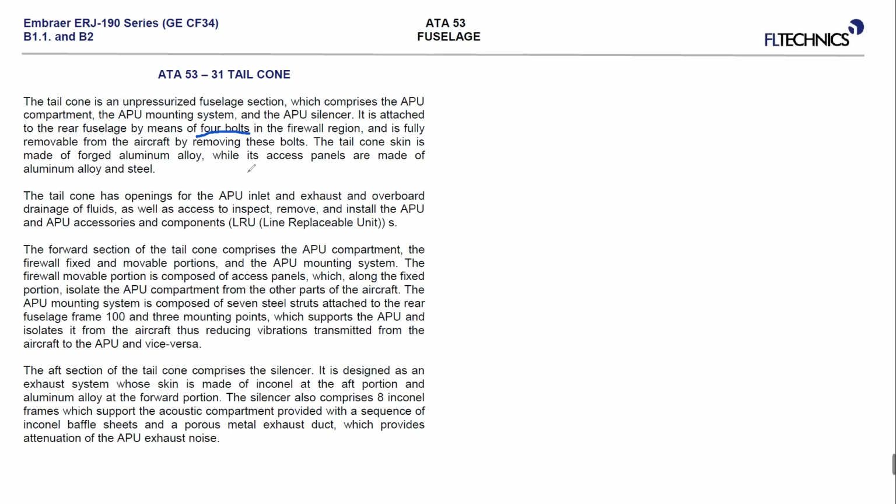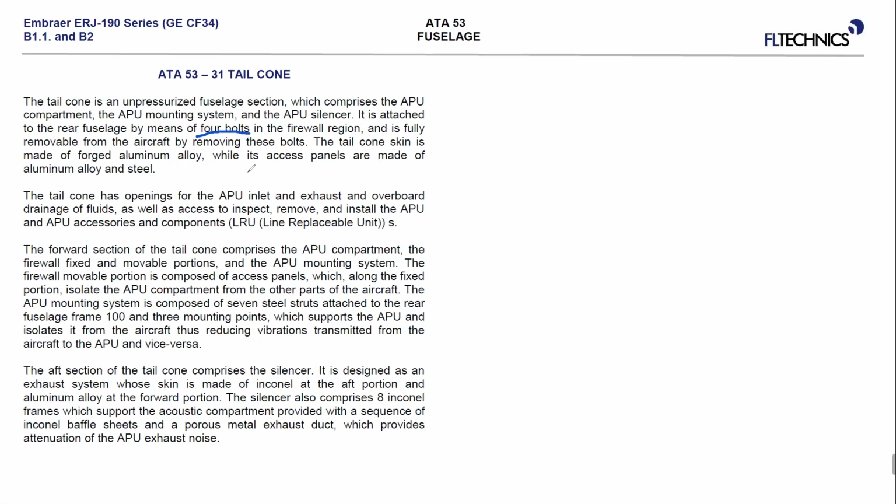And you know that the APU is a line replaceable unit. You can just remove the APU if it's necessary to replace it or for some inspections. We have the forward section of this tail cone with firewall fixed and movable portions. You know that the APU is a fireproof compartment. In case of fire in the APU, yes, we have a detection system for fire, but also it is fireproofed, and this is to prevent spreading of the heat, the fire, to the structural components.